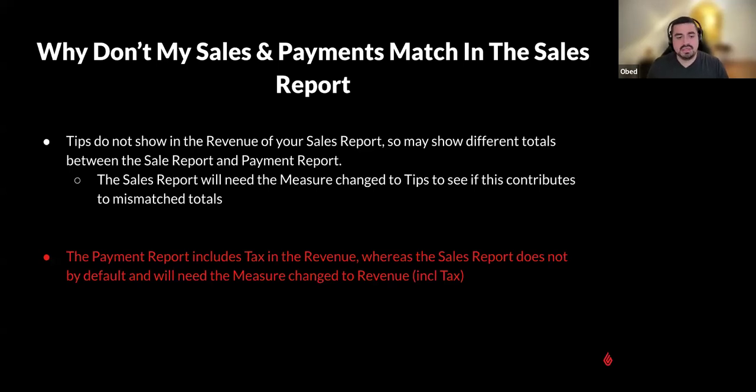And then the payment report includes tax already in the revenue, so it will include the full payment that the customer made, but the sales report doesn't automatically include tax on the revenue. So if you do want to report on your revenue including tax, just make sure you change the measure to revenue including tax.